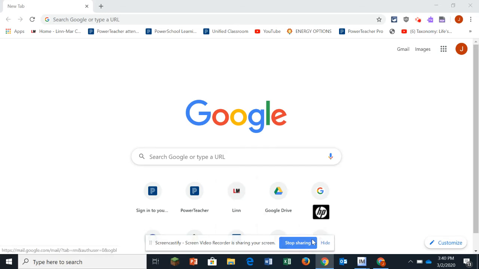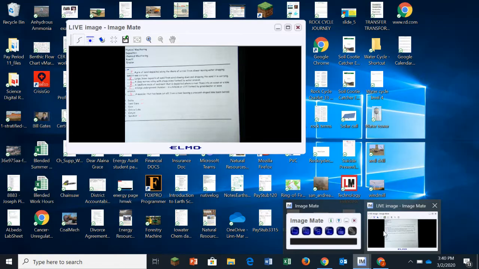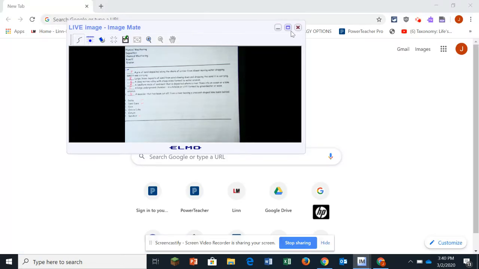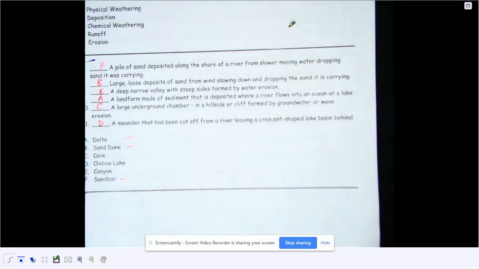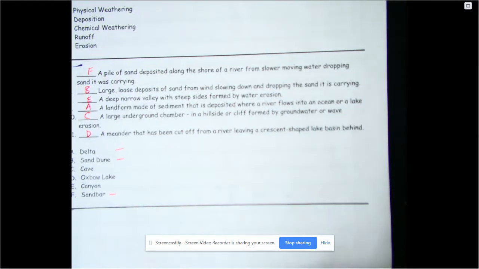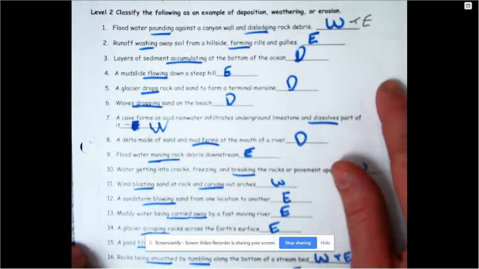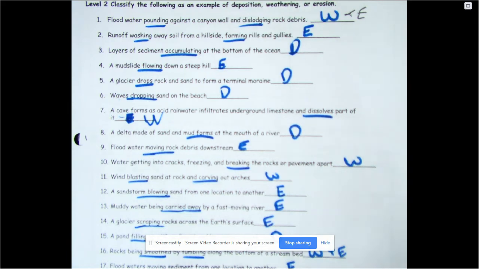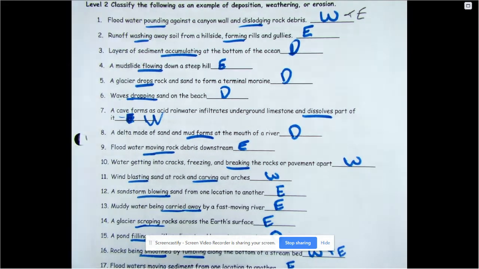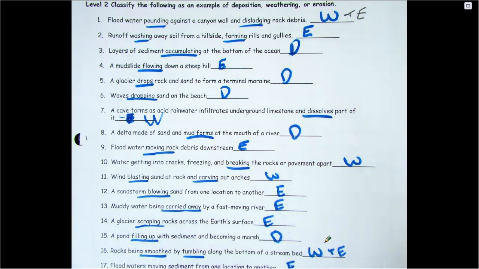Okay, guys, we're going to go ahead and take a quick look at a couple things here. First of all, we want to see all of the practice quiz, so make sure that you've got everything correct. This is the weathering, erosion, deposition that was on the quiz. You can go ahead and hit the pause button at this point and take a look at that.